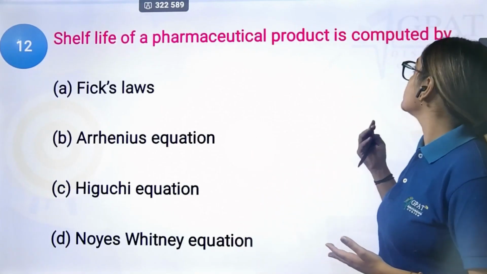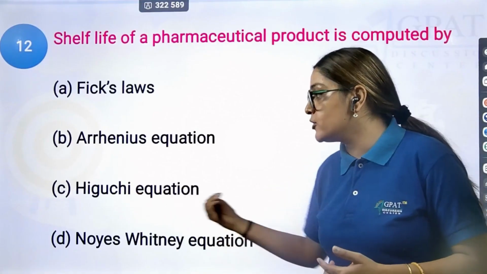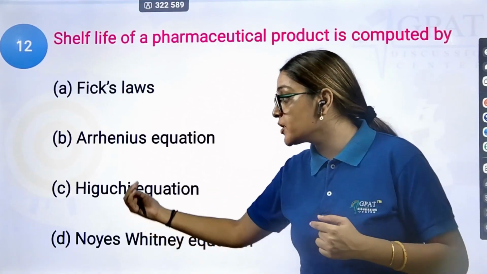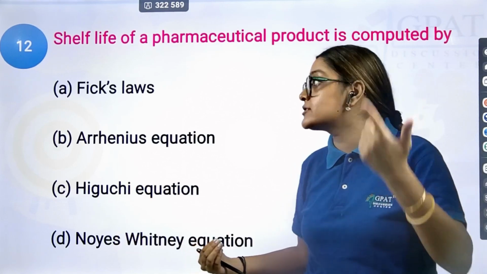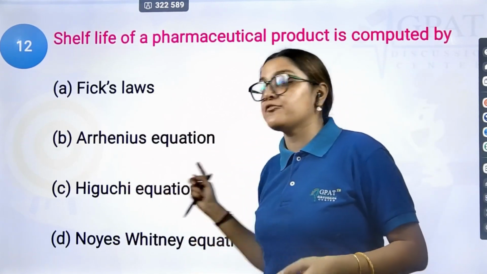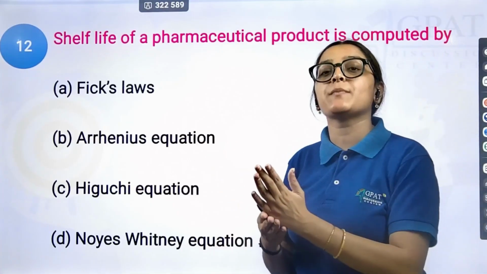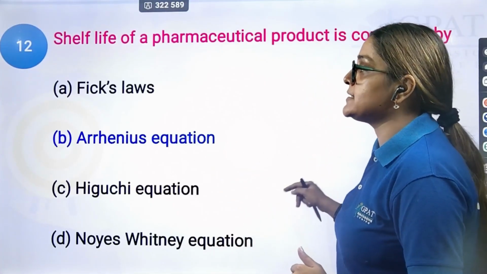Shelf life of a pharmaceutical product is computed by Fick's law, Arrhenius equation. Higuchi is a release equation for the modified release dosage forms. Noyes-Whitney is the equation for dissolution, right? Fick's law is for diffusion. So we have our favorite Arrhenius equation, which stands by the stability of the drugs. Okay. Option D here is correct.